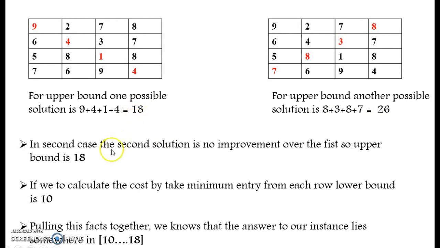If we calculate the cost by taking a minimum entry from each row, the lower bound is 10. By putting these facts together, we know that the answer to our instance lies somewhere between 10 and 18. So our boundary is 10 to 18, where 10 is the lower bound and 18 is the upper bound.